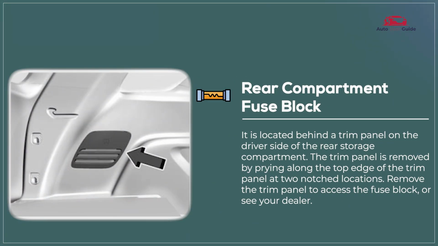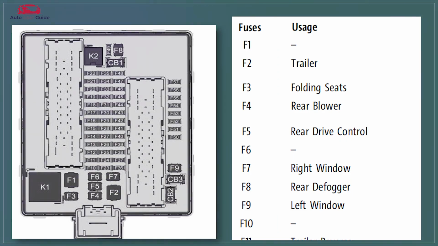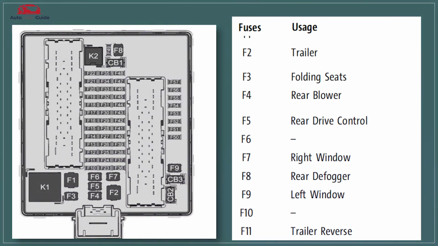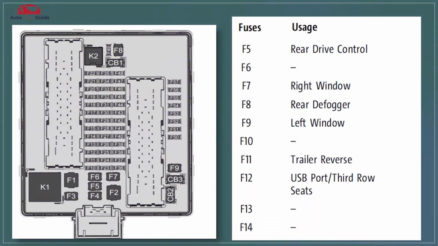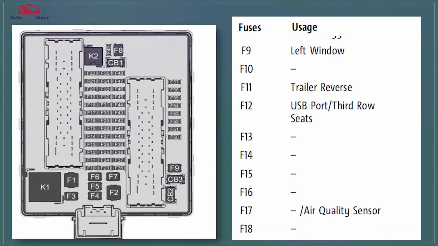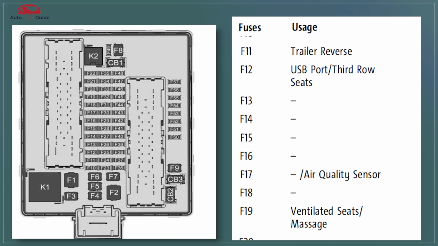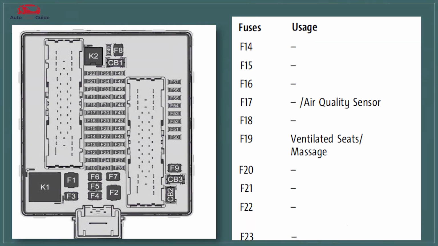Rear compartment fuse block. The rear compartment fuse block in the 2023 Chevrolet Traverse protects electrical components located at the rear, such as the tail lights and power liftgate. It is situated in the cargo area, making it easily accessible for maintenance. The block features a labeled diagram for quick reference, allowing for efficient identification and replacement of fuses.